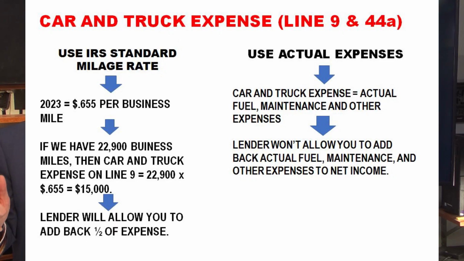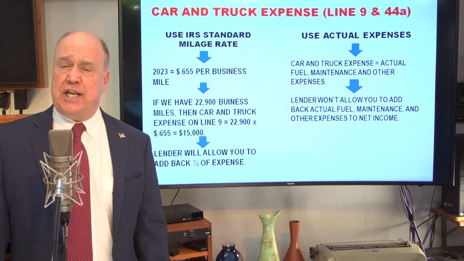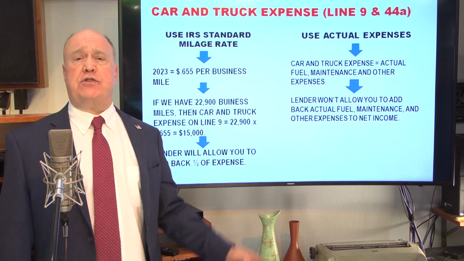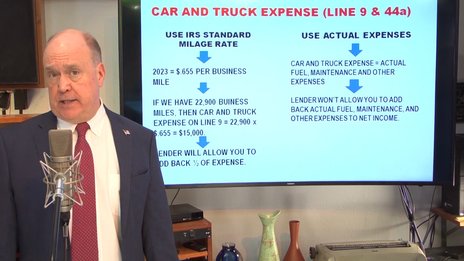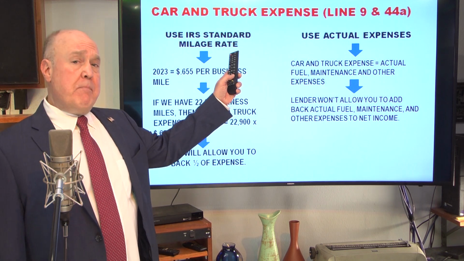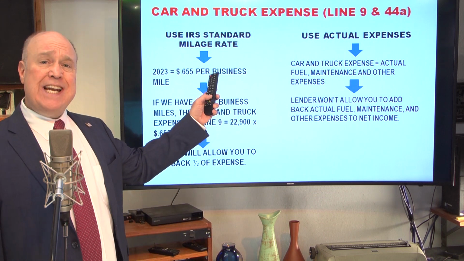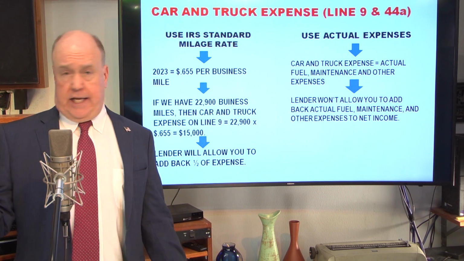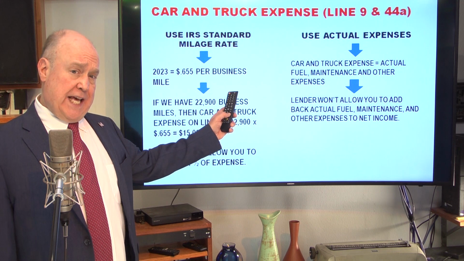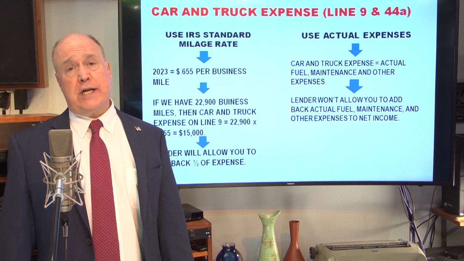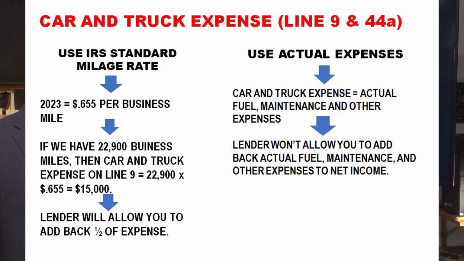Now, 2 other lines on your Schedule C form that you need to know about are line 9 and line 44A. The IRS allows you 2 different ways to figure your car and truck expense. You can either use a standard mileage rate or you can use actual expenses. There are advantages to using the standard mileage rate. It varies every year, but in 2023, they were allowing 65.5 cents per business mile. So to figure the car and truck expense, you simply count the number of business miles, multiply it by the rate, and come up with the expense.